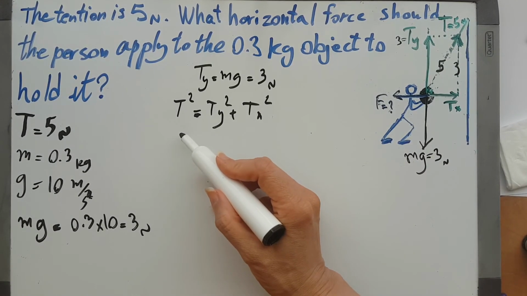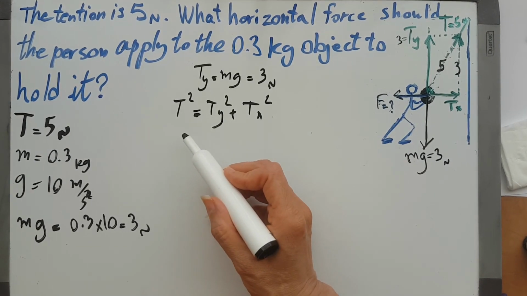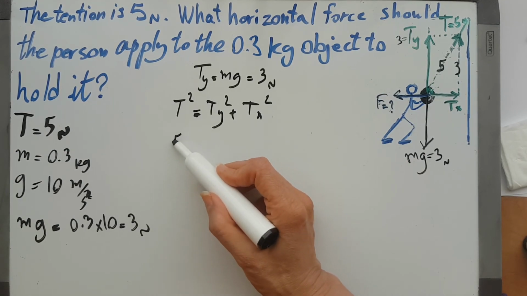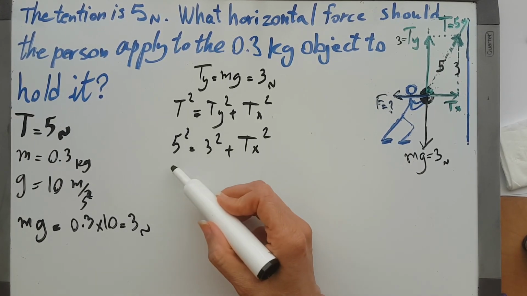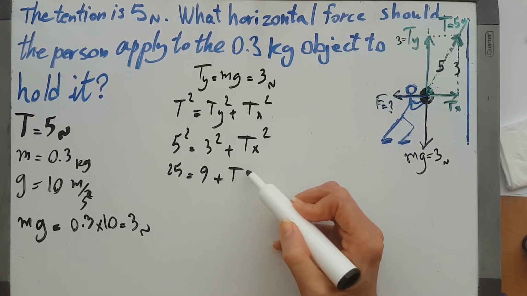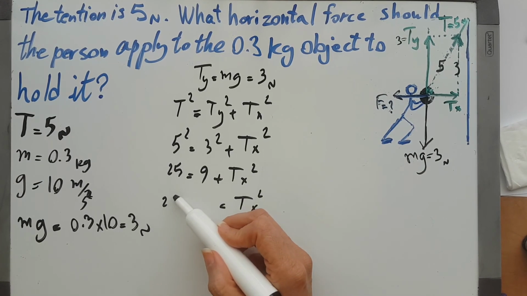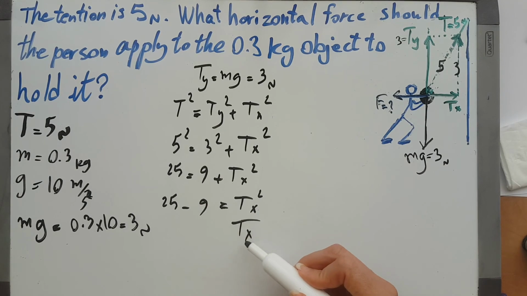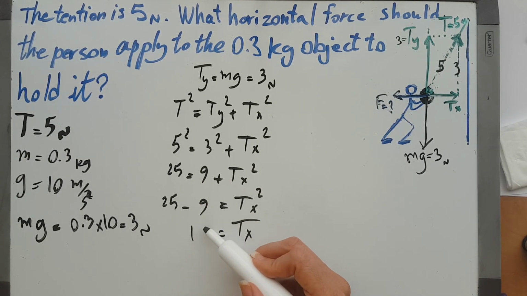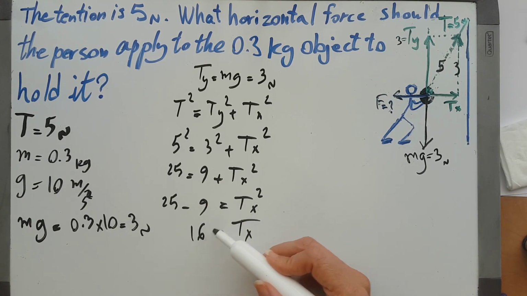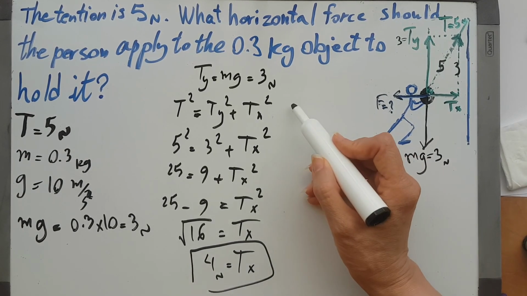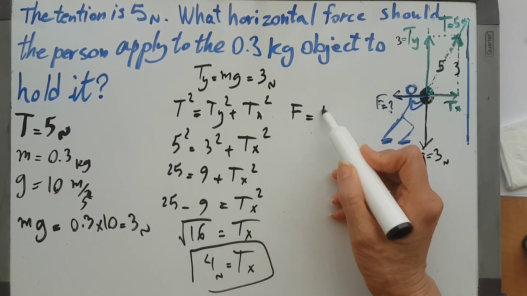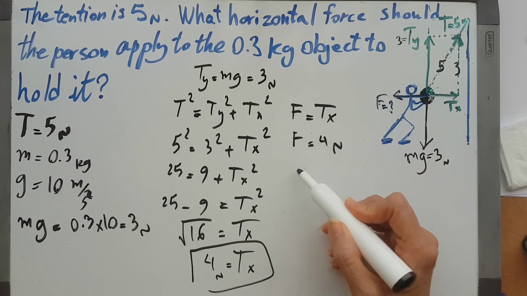So we have this one, and we can easily find what we need. So 5 squared equals 3 squared plus Tx squared. 25 equals 9 plus Tx squared. So Tx squared equals 25 minus 9, which is 16. So Tx equals the square root of 16. Therefore Tx equals 4 newtons. Since the Tx is 4 newtons, I actually found the F that I'm looking for. I know that F equals Tx, so F equals 4 newtons, and this is my answer.